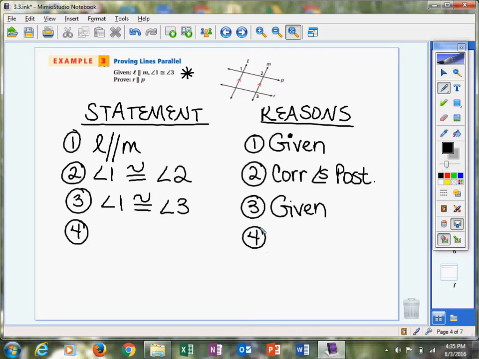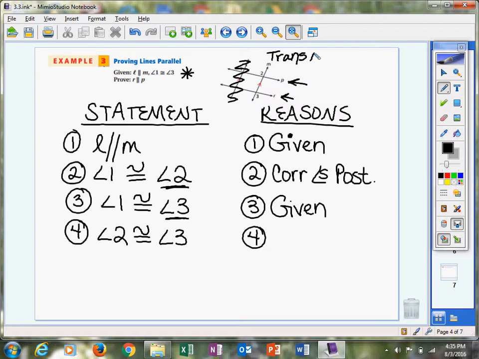That's given. Okay? And then let's label step 4. So if angle 1 is congruent to angle 2, and angle 1 is also congruent to angle 3, then what's true about these 2 angles right here? They have to also be congruent. They have to be. Because now what we want to do is focus on these 2 lines, line P and line R, being cut across by the transversal M.